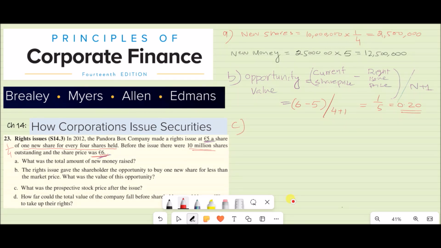So this is the value of the right issue or this opportunity. So this is the discount they are getting. Then the part C, what was the prospective stock price after the issue?